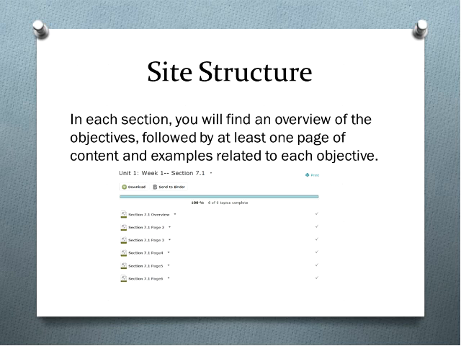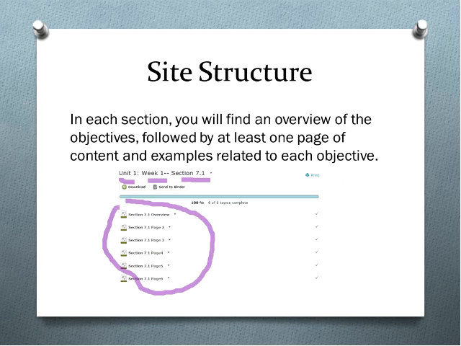Okay, in each section you will find an overview of the objectives followed by at least 1 page of content and examples related to each objective. Look how I've done this. We've got Unit 1, Week 1, and then by section 7.1. That way you'll know where you need to be each week in the course. And I've developed this structure over the years that I've been teaching. We see here there's actually 6 pages. I know the first overview page, which is page 1, isn't labeled like you would in a report. That's the way I've structured this.